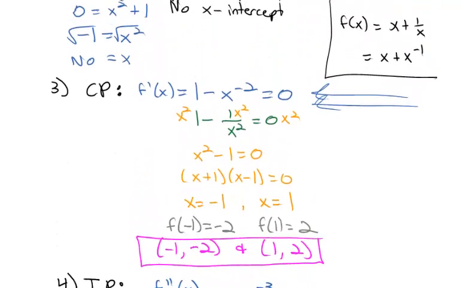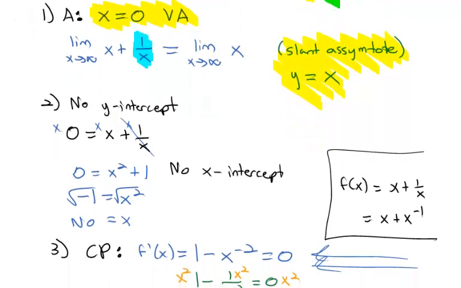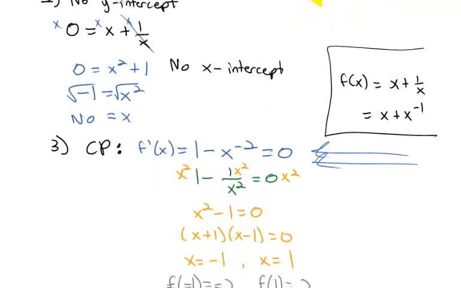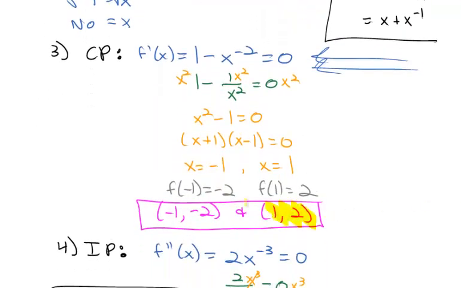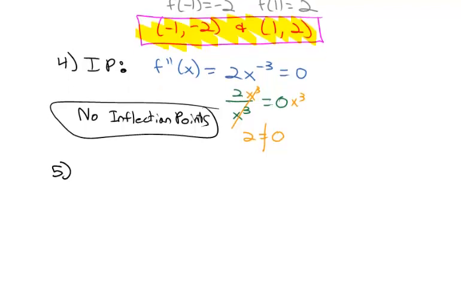So let's review what we learned. We learned that we have a vertical asymptote at 0. We learned we have a slant asymptote at y equals x. That's a straight line with a slope of 1. There's no intercepts. We know we have 2 critical points and no inflection points. So let's see what this looks like when we try and graph it.